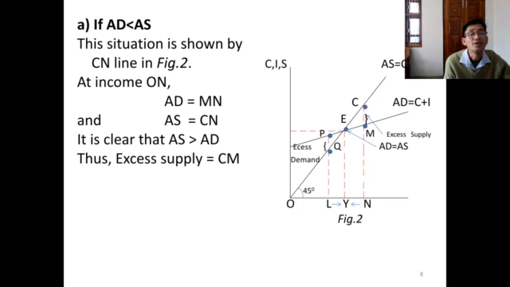PQ is excess demand. This will bring abnormal profits to the producers, who will expand the level of production in the next time period. The increase in the output will raise the income level from OL to OY. The stability of equilibrium will be restored at point E, where AD is equal to AS.